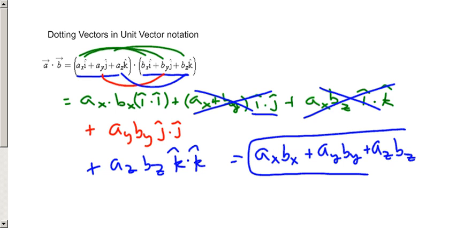And this is a number. It's a scalar. And what that's looking at is the magnitude of A in the direction of B multiplied by the magnitude of B.